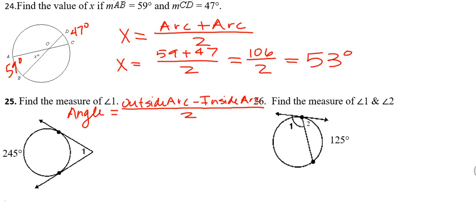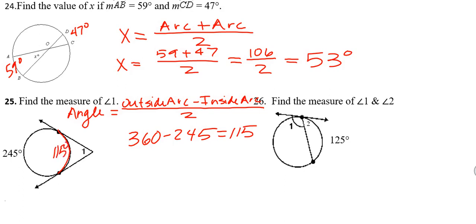So what I realize in this problem is that we don't have the inside arc right now. We don't have this arc right here, so we have to find that. The whole circle is 360. So we're going to do 360 minus 245, and that's going to give us 115. So I'm going to label this right here 115.